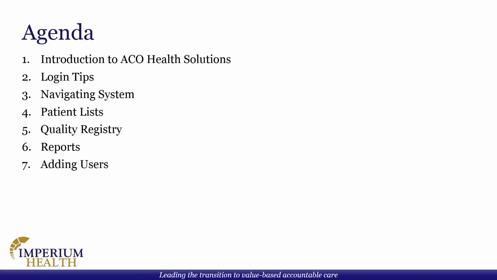Today we're going to talk a little bit about ACO Health Solutions and how the information is populated into it, tips for logging into the system, navigating the system, how to find and download your patient lists, what the quality registry section is, and how to use it to be successful in monitoring and managing your gaps in care for your patients over the course of the year. The report section, what to look for within those report sections and who is most likely to use it in a few different ways. And then tips for adding users to the ACO Health Solutions portal.